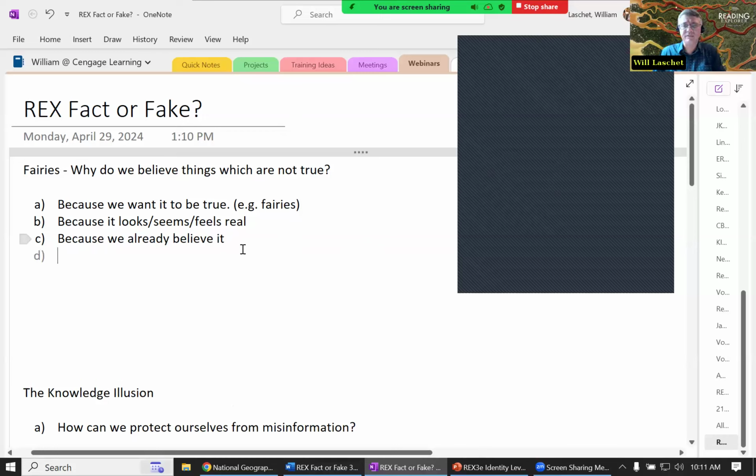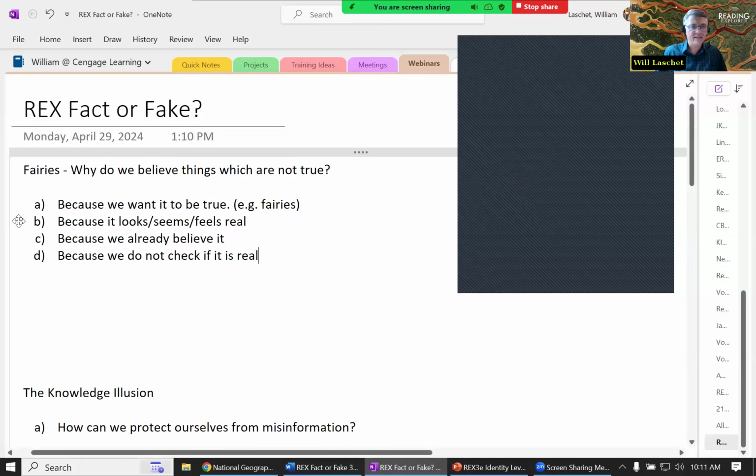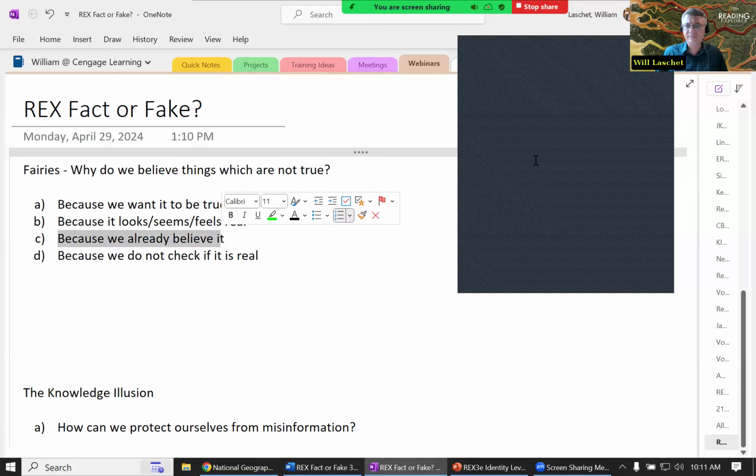It's easier to believe than search for yourself, right? Because we do not check if it is real. Great. It's easier, right, to believe it. Confirmation bias, says Sherry. Okay, great. That's a good phrase. To confirm one's thinking. So to confirm one's thinking, I think is the same as C because we already believe it. We're blinded by what is true.